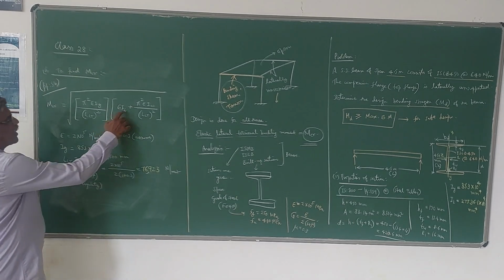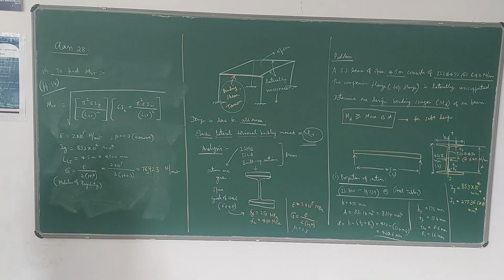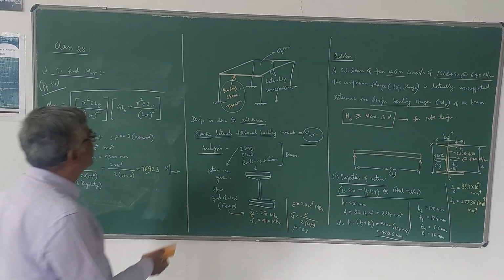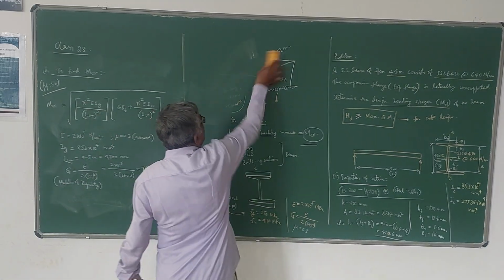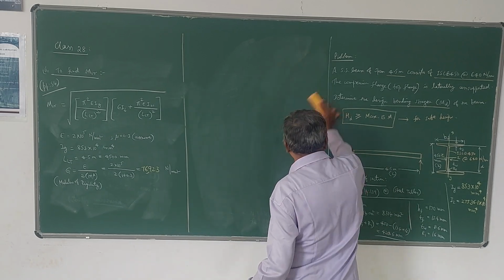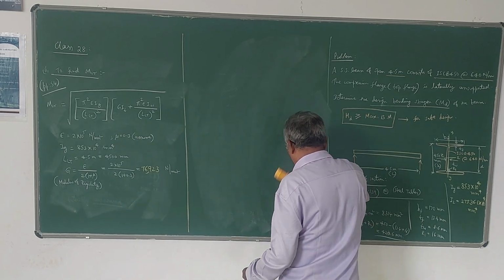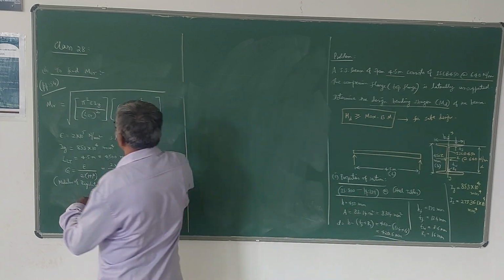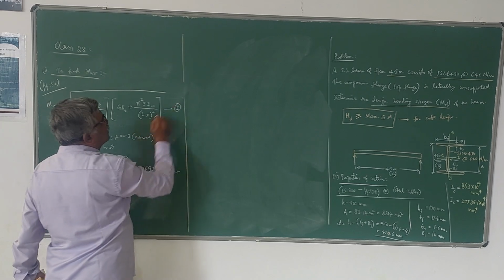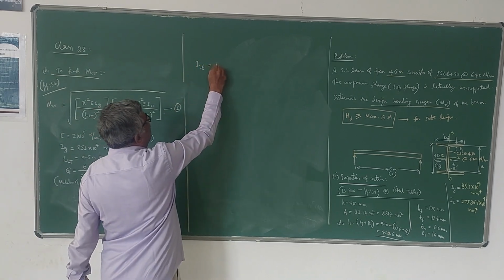Now we have to calculate two more things. One is IT, another is IW. What is IT? Torsional constant. There is a formula for it, and we have to use that formula. After finding all this, we have to substitute here. We can call this equation 1. So IT is called the torsional constant.